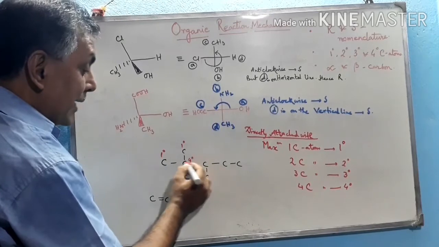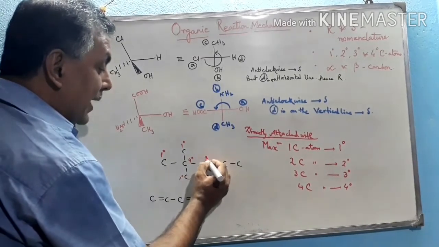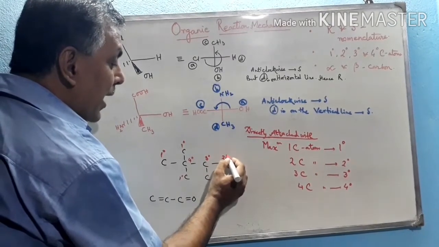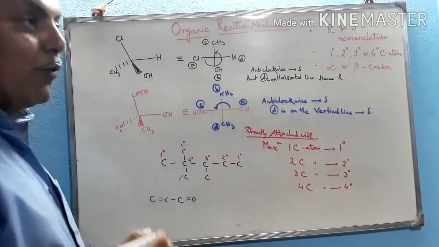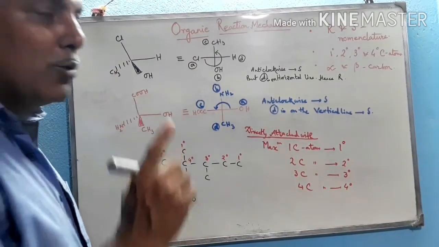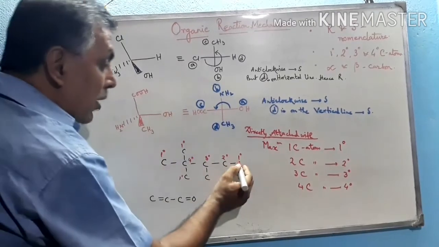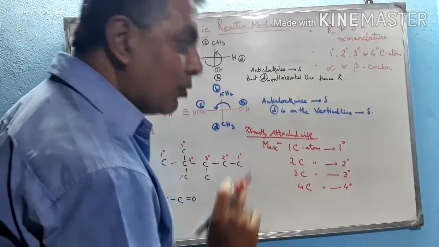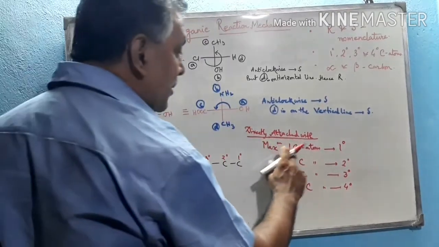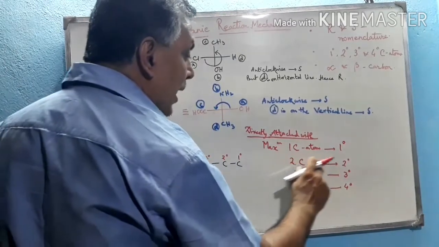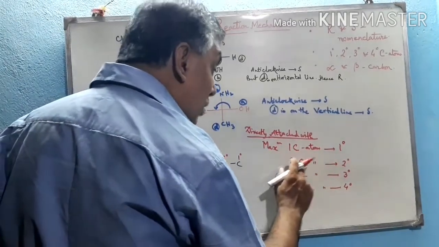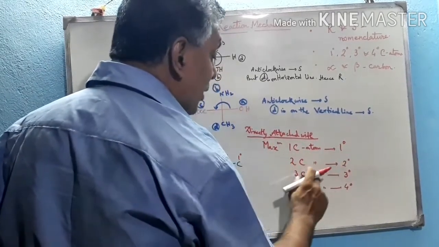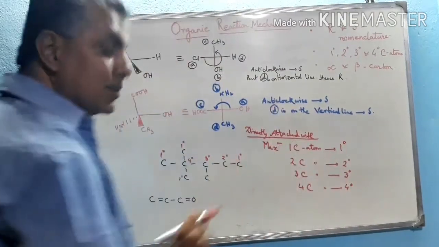But here this carbon is attached with 3 carbon atoms directly. That's why it is 3 degree. This carbon attached with 2 carbon atoms. That's why it is 2 degree, and it becomes 1 degree. So if we want to assign a particular carbon atom by using degree, we have to observe how many carbon atoms are directly attached with this particular carbon atom. If 1 carbon maximum attached with this, that is 1 degree. 2 carbon atoms directly attached with this, the given carbon is called 2 degree. 3 carbon atoms directly attached, 3 degree. 4 carbon atoms directly attached, that is 4 degree.